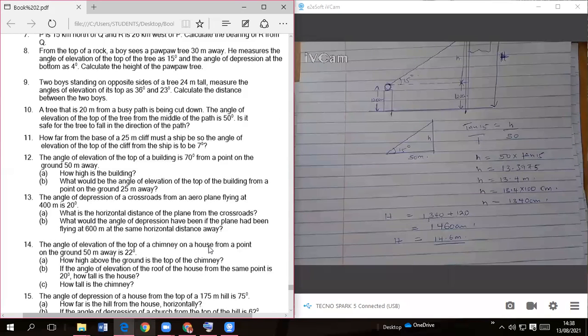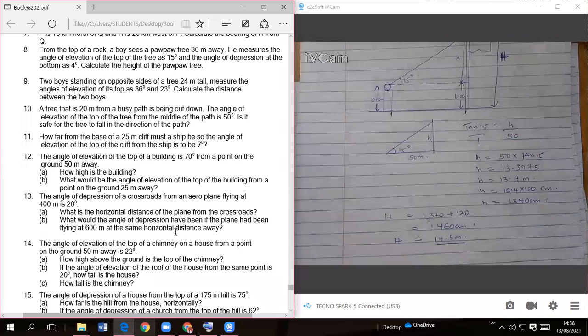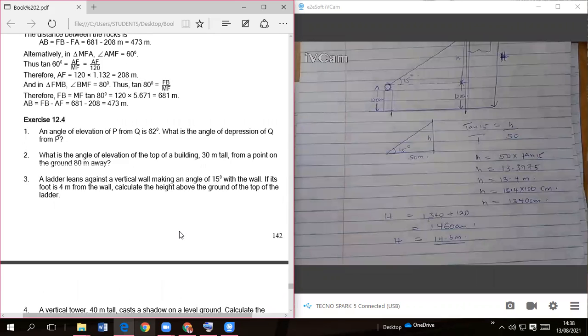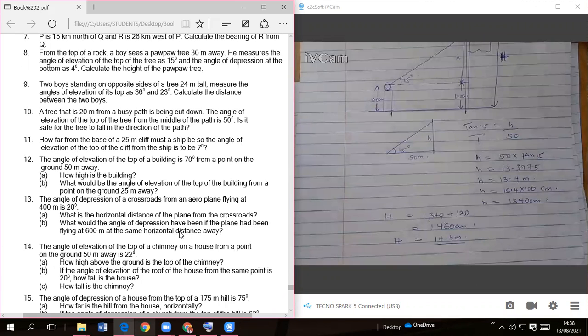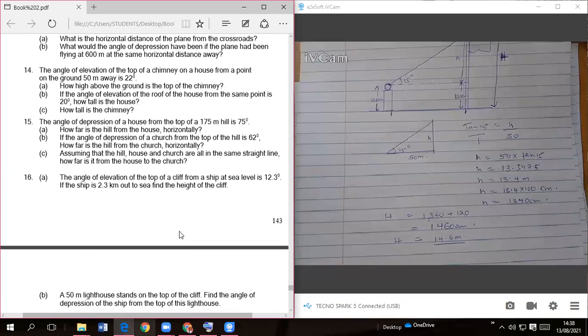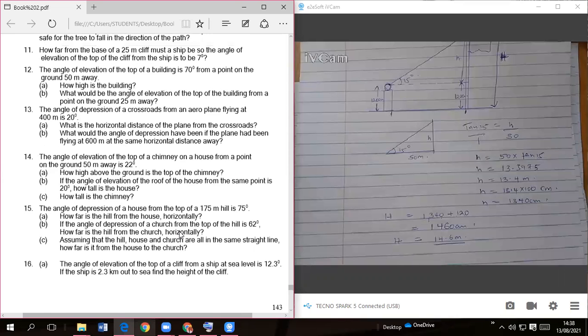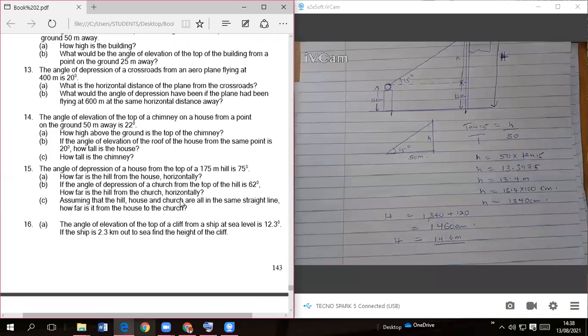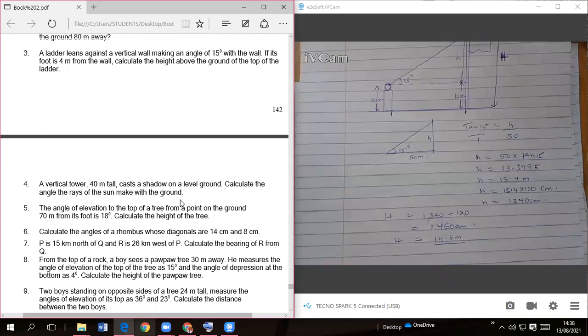So we are going to do one more question. We are left with only 5 minutes. So we should do at least one more question, and then when we come back, we shall start with sine.